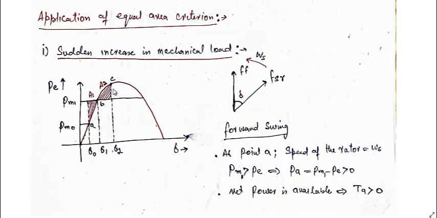But here, if the accelerating area available is more, the system will definitely be more stable, because if we increase Pm to Pm1, there is more area available, and we can see the system is stable.